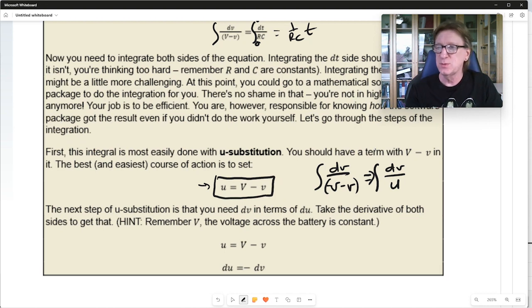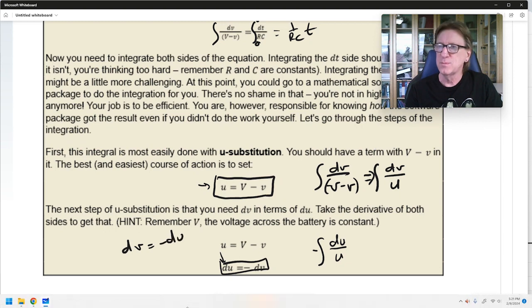Well, the derivative of u is just du. The derivative of v is a constant, so it goes away. The derivative of negative v is negative 1 times v, and negative 1's a constant, so that gives me negative dv. So that right there is going to be my dv. That makes my integral now minus du over u. Think about why that's true. I want to solve for dv, so that's going to be minus du.